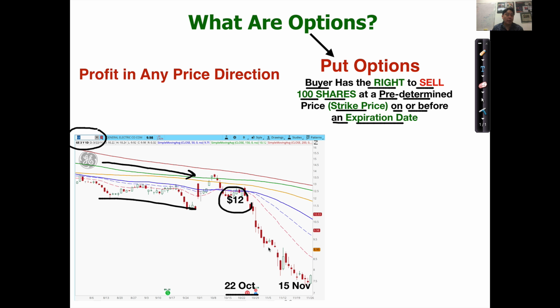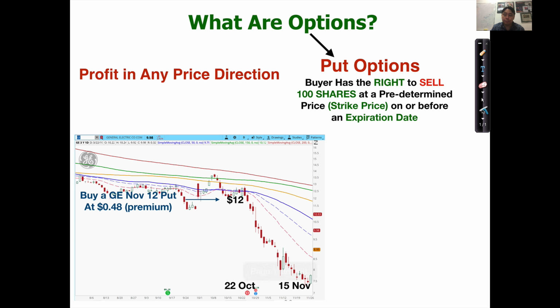Okay, so what could you do? Well, you could lock in the price to sell GE shares at $12 by buying a put option. So you buy the GE November 12th put option. So again, what does this mean? This means that you have the right to sell GE shares at the strike price of $12. That's the strike price, the price you've locked in, and you can sell GE shares at $12 anytime before the expiration date, which is the third week of November. So even if GE shares go to zero, you can still sell it at $12.